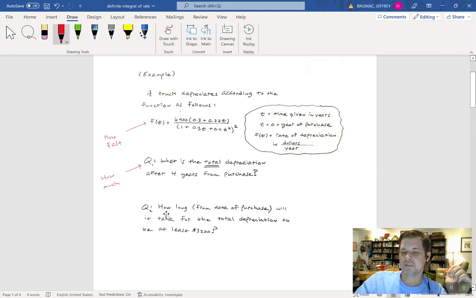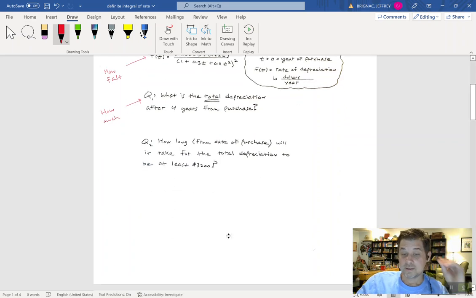So this next question says, how long from the date of purchase will it take for the total depreciation to be at least $3,200? So I buy it and it's worth something, whatever. And how long is it going to take for it to be worth $3,200 less? That's how you can interpret this.